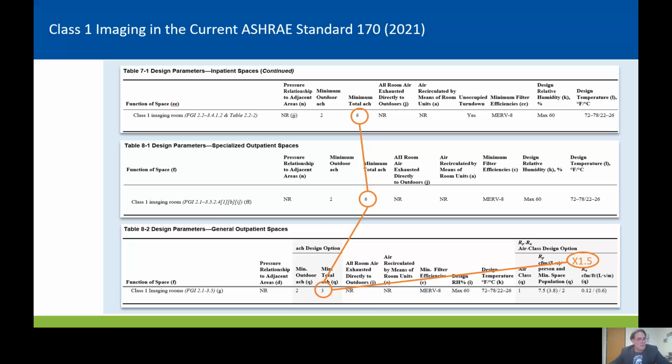In terms of total air changes, 6 air changes per hour of total air is common to the first two tables. But then in table 8-2, the one that you're likely to be using, it is 3 air changes per hour under method 1. Under method 2, there's actually no total air change per hour requirement. But if you look at the text, it says that you need to use at least 1.5 times whatever you've calculated as the minimum outdoor air. Obviously, that's the lowest requirement. That's the one that I'm going to urge you to use in most of these applications, right?